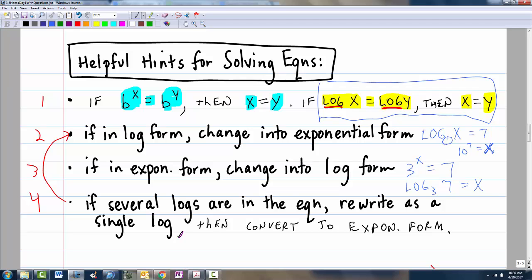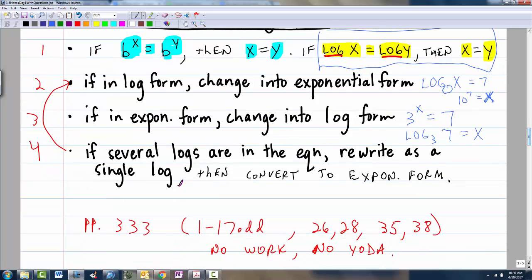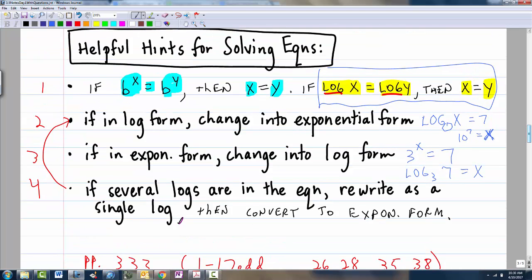And then this last one coincides with step number 2. Don't look at that assignment, because then some people start doing it. Sometimes you're not ready for step 2. If you have several logs in the equation, you're going to have to rewrite them as a single log and then convert them. And now that's when I'm going to go to our calendar.